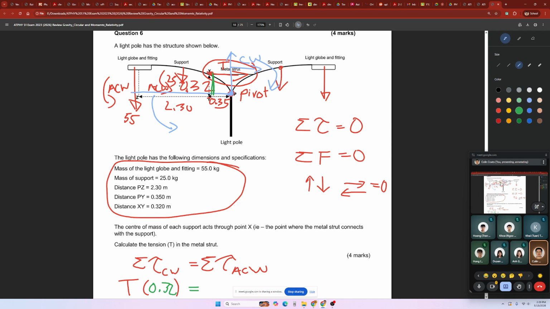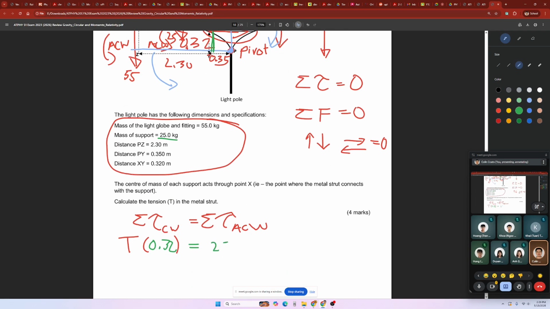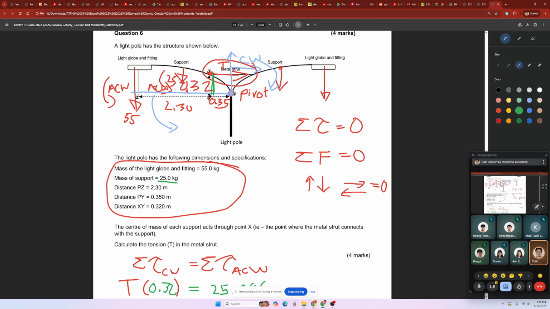So the first one we're going to have is the support, and it's this mass. It's going to be its weight force times the perpendicular distance. So the support is considered here, I guess in the middle of that. So the center of the support passes through the point where the metal strip connects to the thing. Okay. Acts through X. So where is X? There it is. It acts through X.